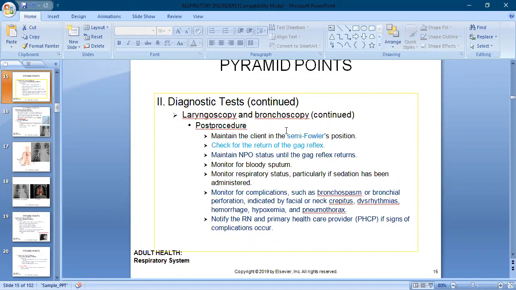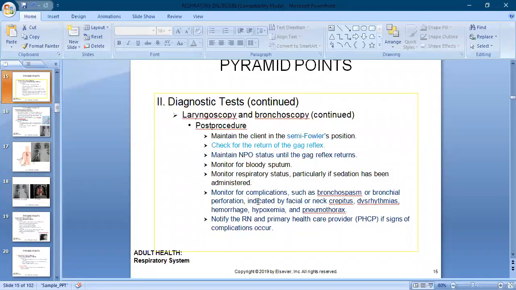And also monitor for blood in the sputum. Monitor respiratory status, particularly if sedation is given, because this is an invasive procedure and we give them a mild sedative.